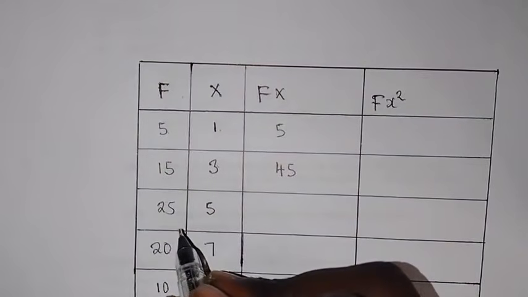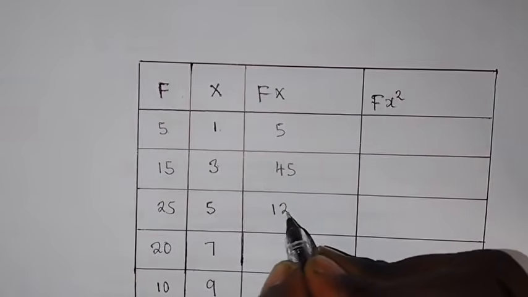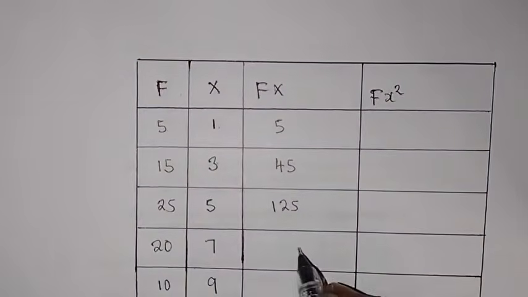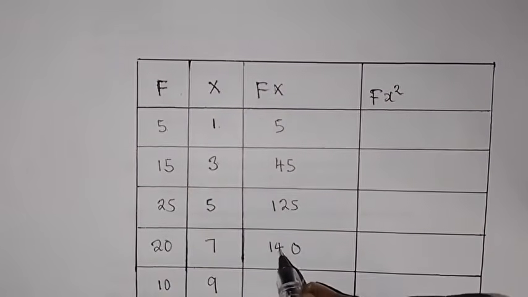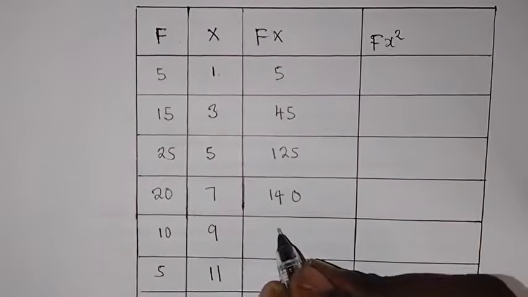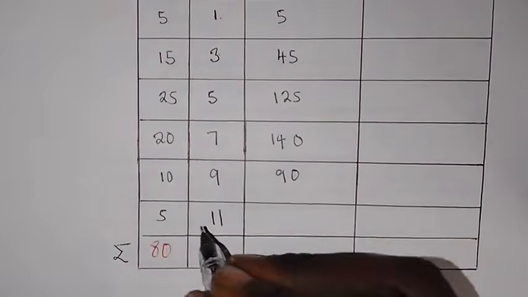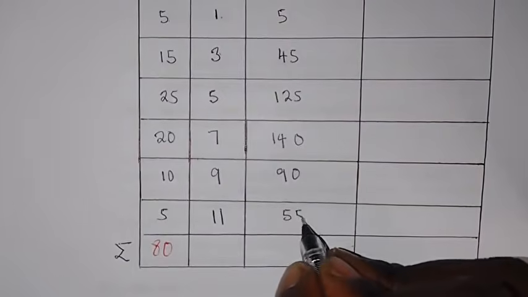Then here you have 25 times 5, you get 125. Then here, 20 times 7, so 7 times 0, 0, 7 times 2, 14. So you get a 140 here. Then here you have 10 times 9, you get a 90. Then here you have 5 times 11, you get a 55.